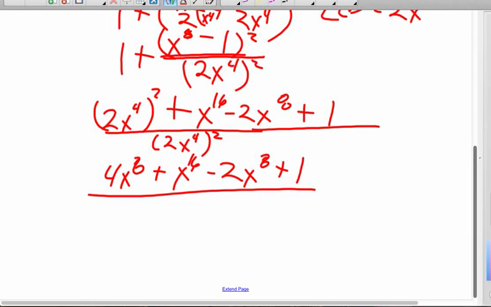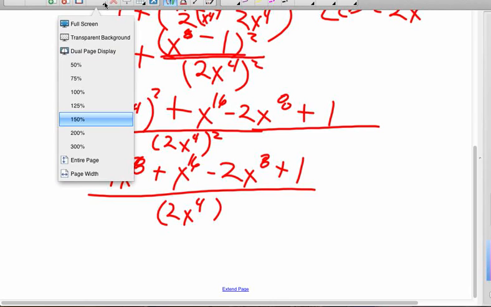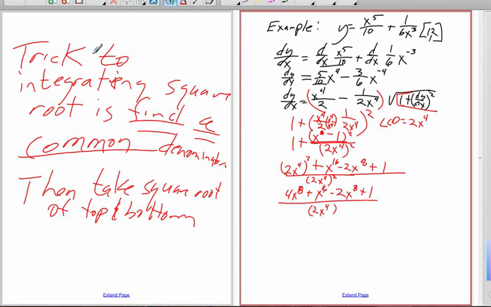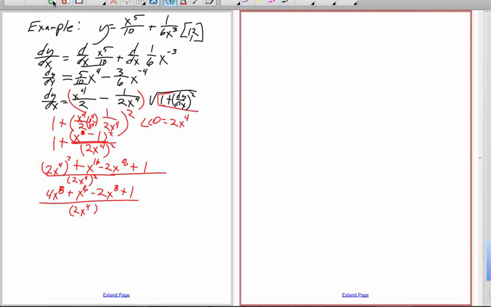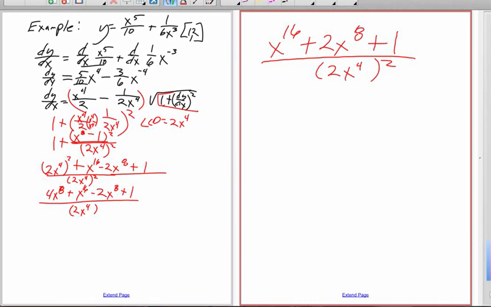And that's all going to be over my 2x to the 4th, and then I'm going to combine my like terms, so I'm going to end up with an x to the 16th plus 2x to the 8th plus 1. All that is going to be over 2x to the 4th squared. Now if I could write this as a square, I've got it made.